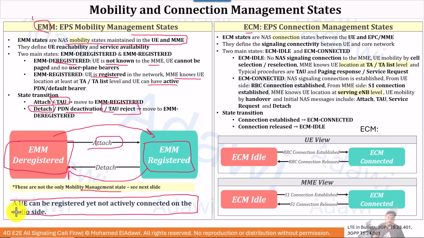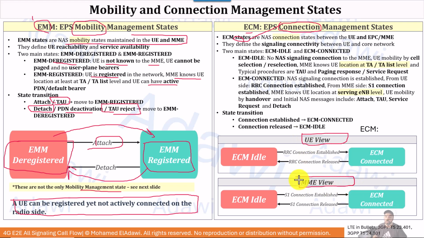So the second part is about the ECM, or EPS Connection Management. As you can see, the first one was about the mobility. This one is about the connection itself. As mentioned here, the ECM states are the NAS connection states between the UE and the EPC and MME. So this is a connection state. What kind of connection state? Whether the user is idle or connected. And there are two views: one view from the UE side and the other view from the MME side.